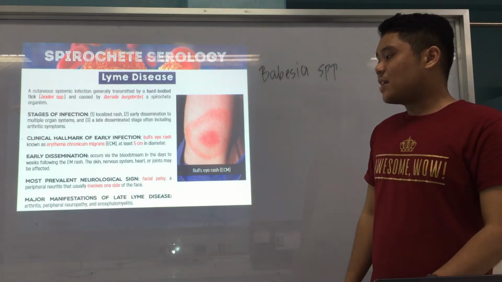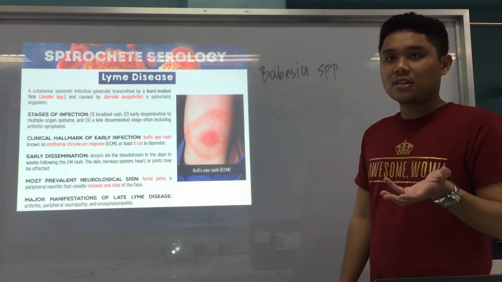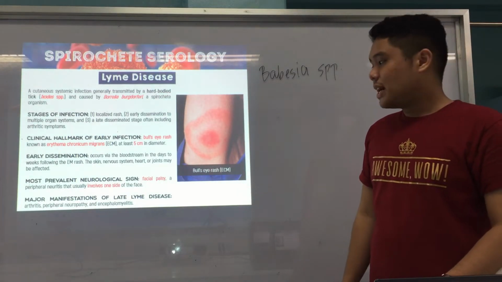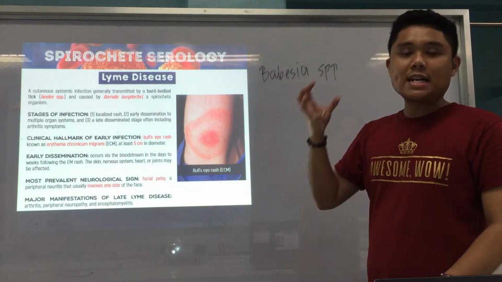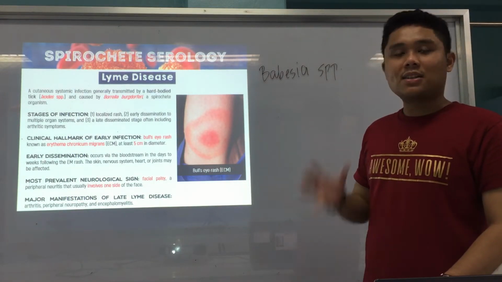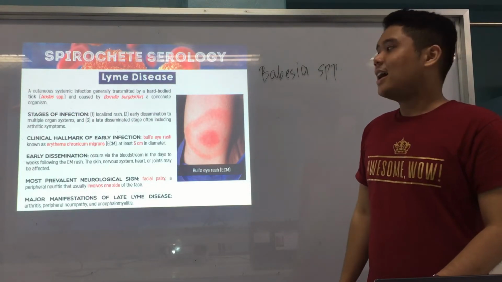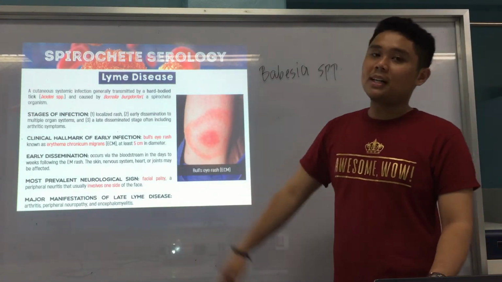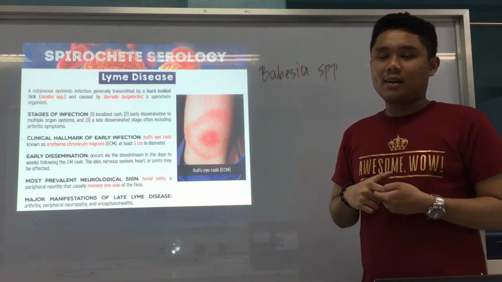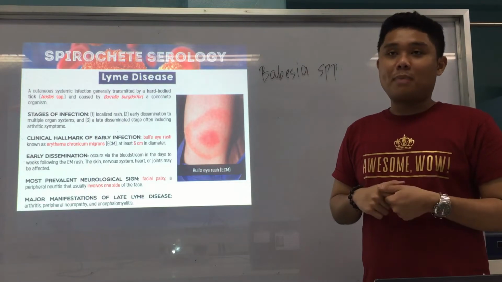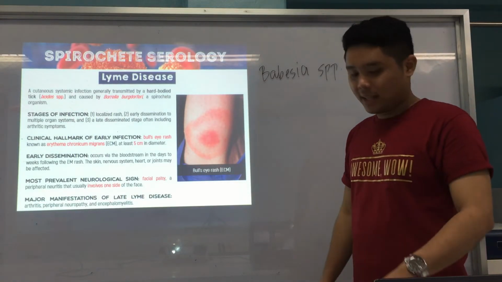Major manifestations of late Lyme disease, if it is not treated early, are arthritis, peripheral neuropathy, and encephalomyelitis. So, inflammation of the brain, encephalomyelitis, inflammation of the covering and tissues of the brain. So for Lyme disease again, the hallmark of early infection is the bullseye rash, also known as erythema chronicum migrans, or ECM.